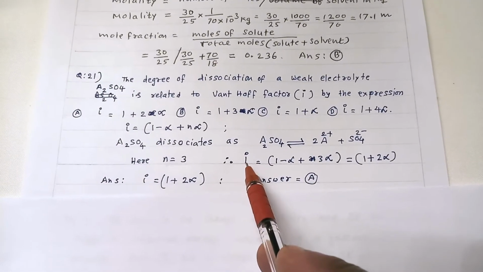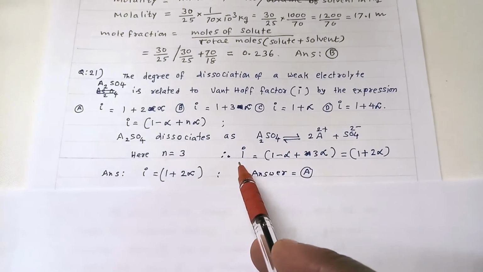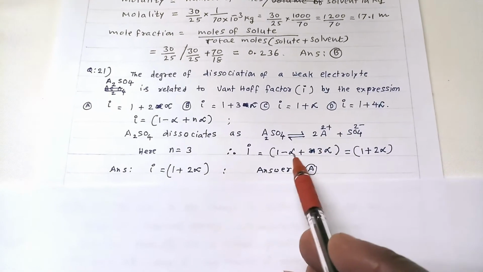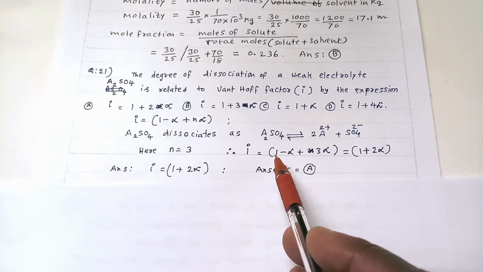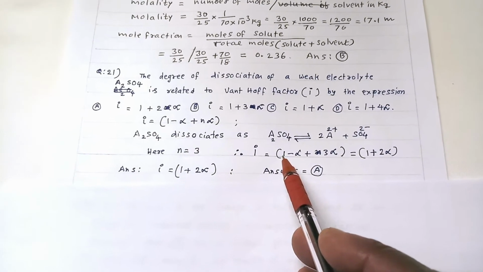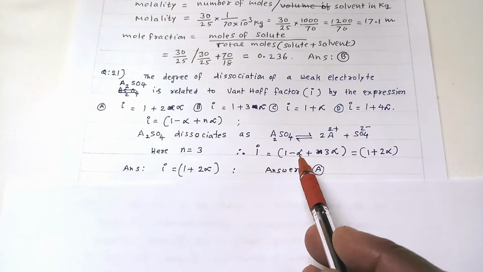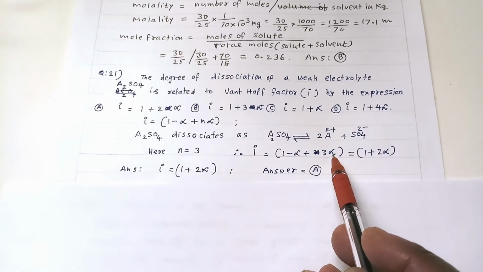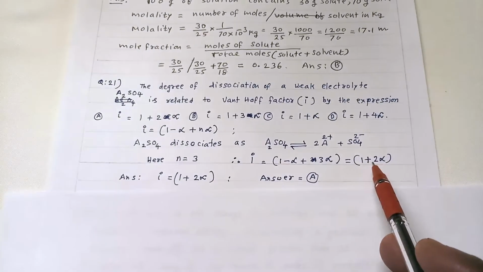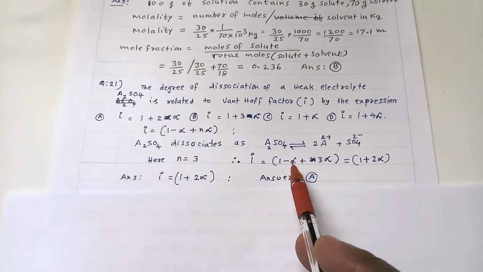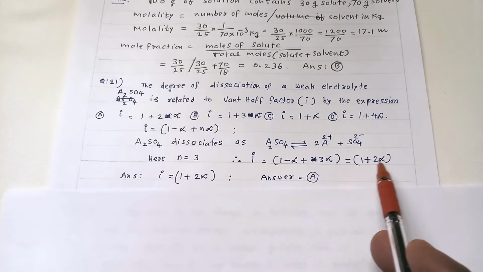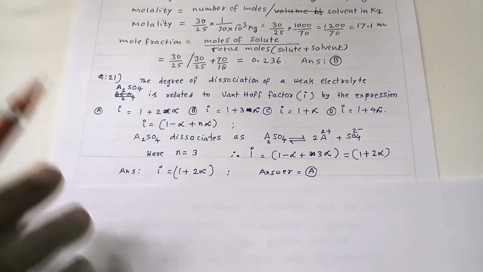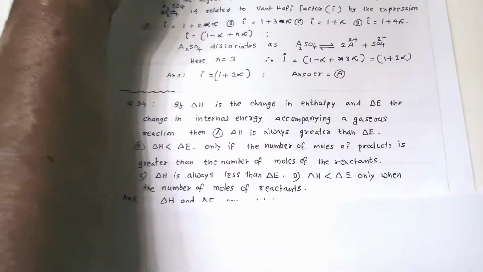So we can use the Van't Hoff factor formula. i is 1 minus alpha. So when dissociation is there, alpha is dissociated from the particle, and 3 alpha is the particles formed. So 1 minus alpha plus 3 alpha, so 1 plus 2 alpha it will be coming. So the answer is A. So this is also not a complicated question.